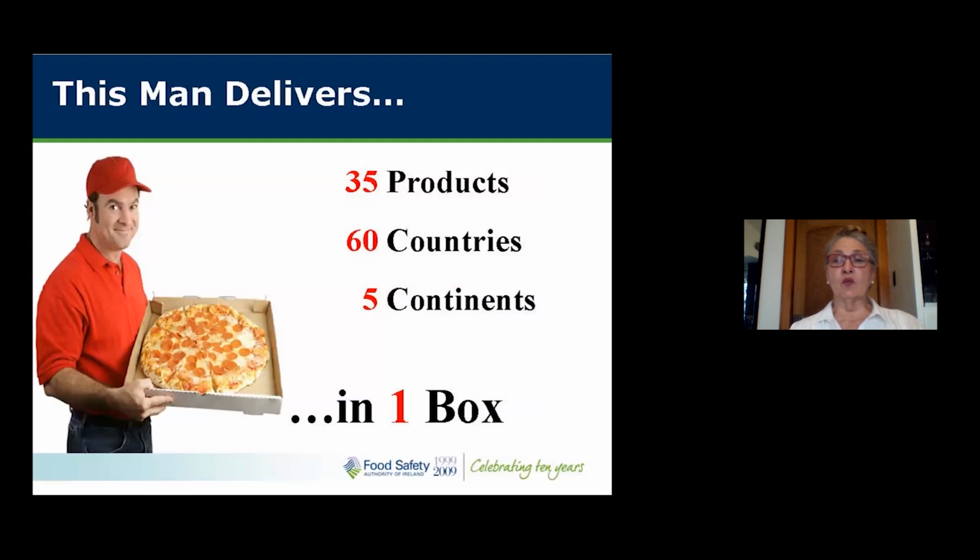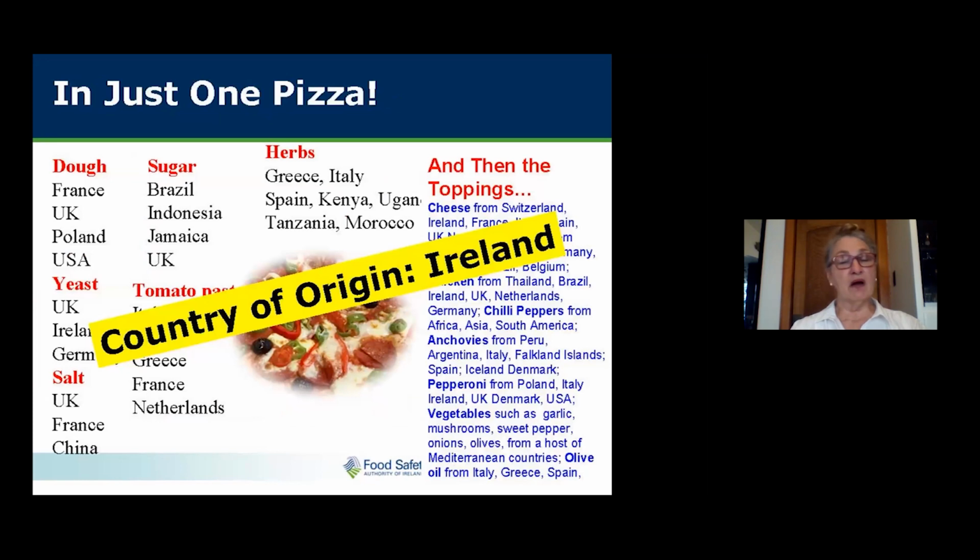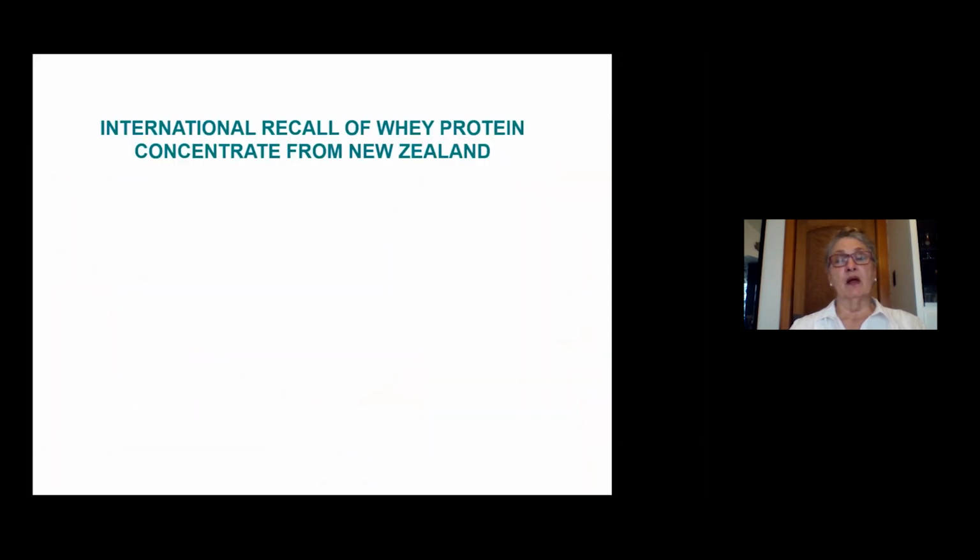Because just like this, you look at one box of pizza and you have 35 products from 60 countries and 5 continents in that pizza. And what you eat today on that pizza, tomorrow could be totally different. As you can see, the dough could have come from France or the UK or Poland or the USA, because in the country of origin, it might say Ireland, but everything on that pizza can come from someplace else. And depending on the price, it can come from someplace else one week and another week someplace else that happens to be selling it cheaper. So food is a global issue in every country. The international recall of whey and protein, it's not showing up here.